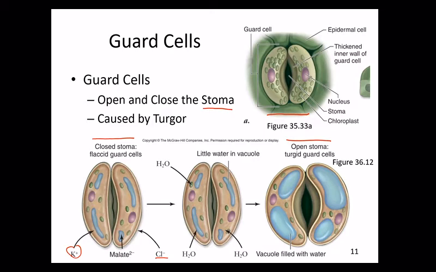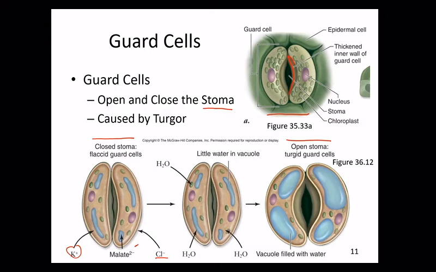As they increase the concentration, the vacuoles will begin to fill with water. As they fill with water, the cells themselves will swell up against the cell wall. In the case of the guard cells, notice that on the inside layer here, you have a thicker cell wall than you have on the outside of the cell.